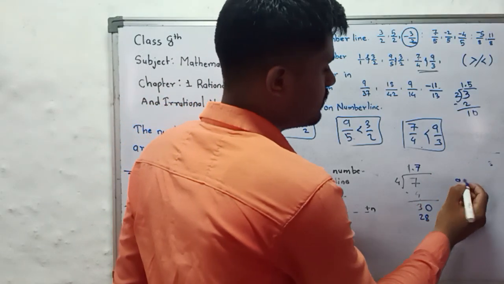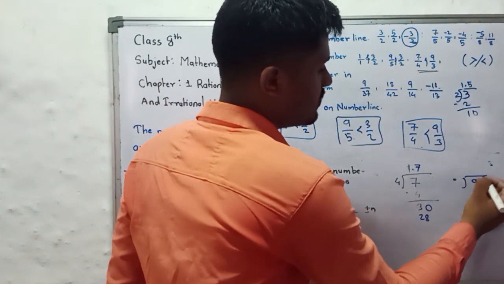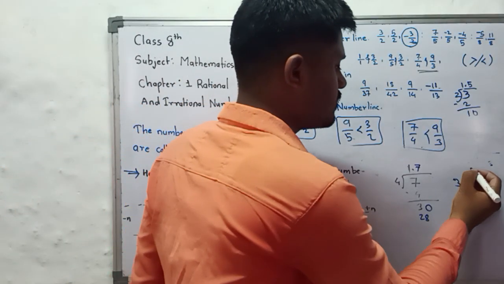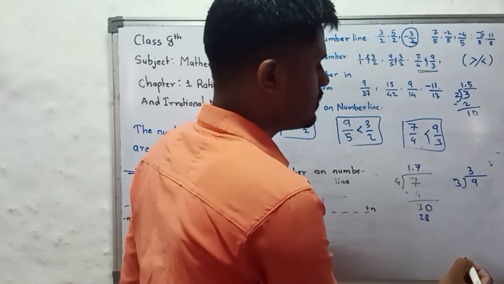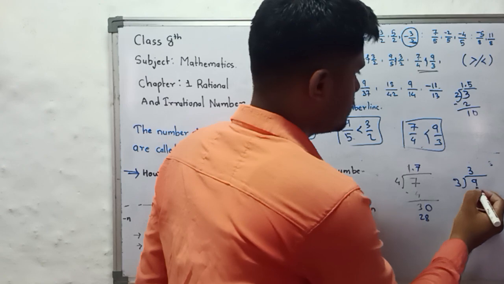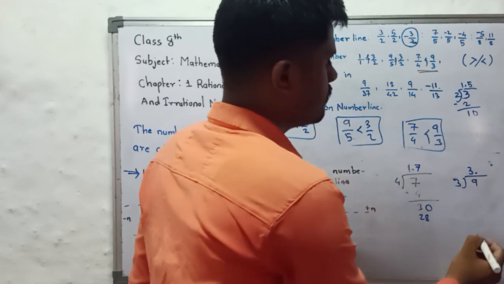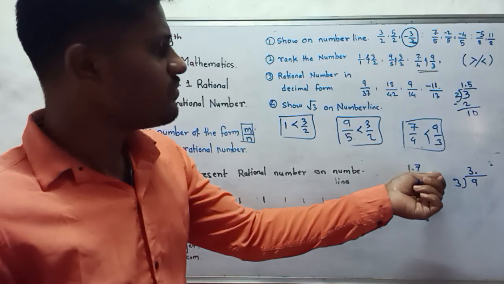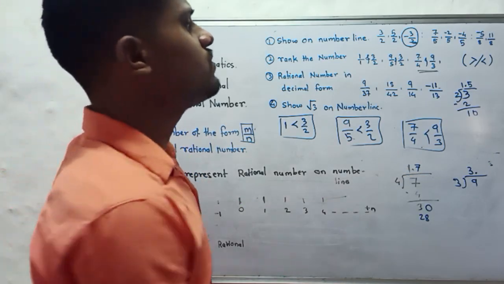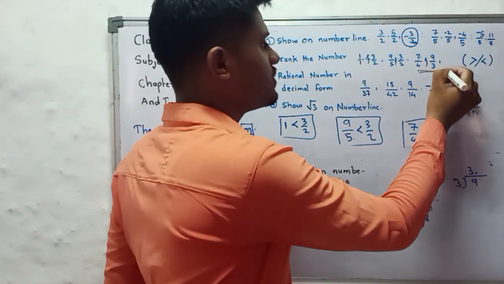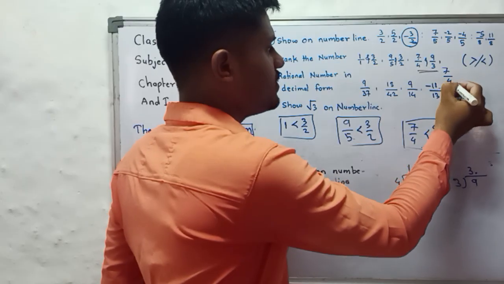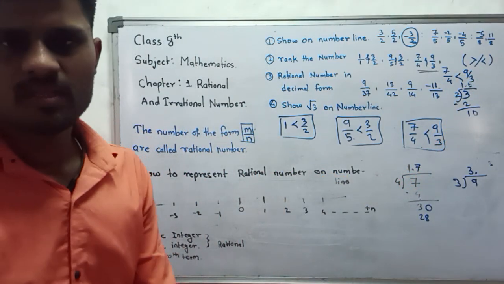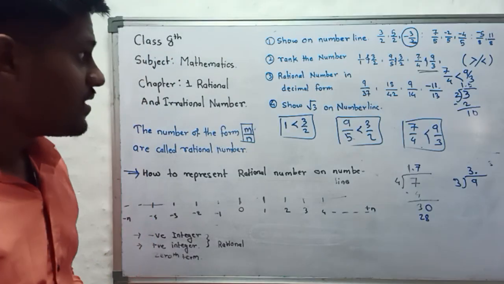Then we have to write 9 divided by 3. Then we can write 3 3s are 9, 3 3s are 9 point. So this value came 3 and this value came 1.7. So we can say this 7 by 4 is less than 9 by 3. Just simply we have to represent it like this.